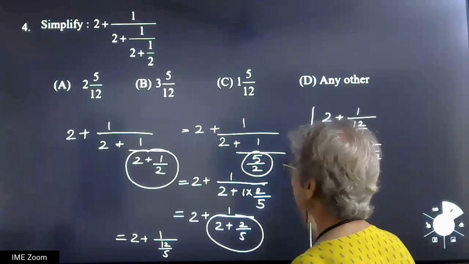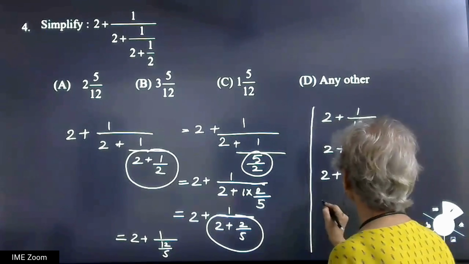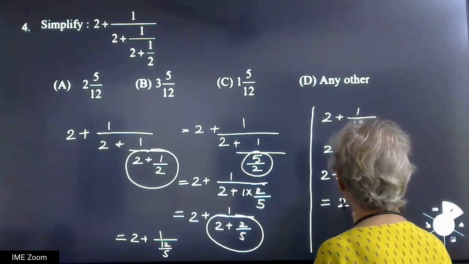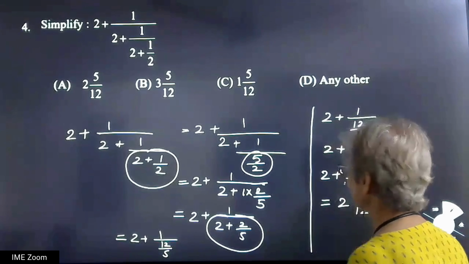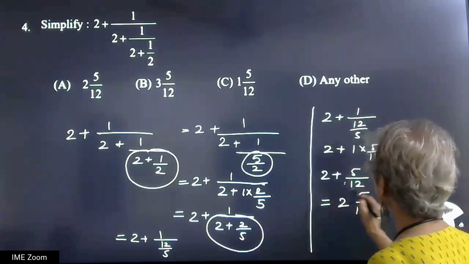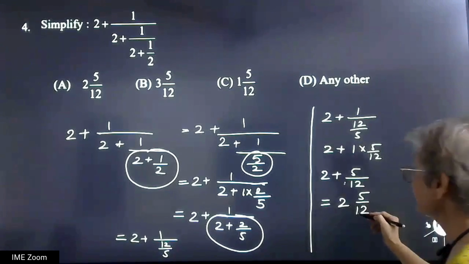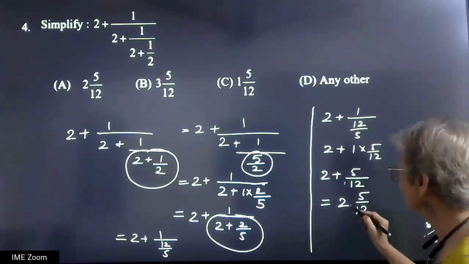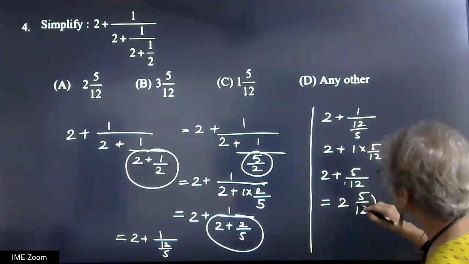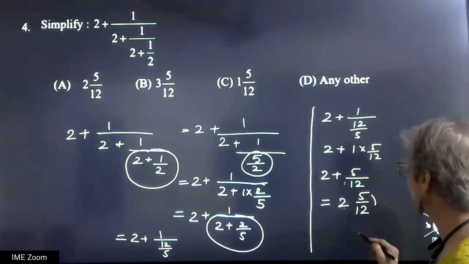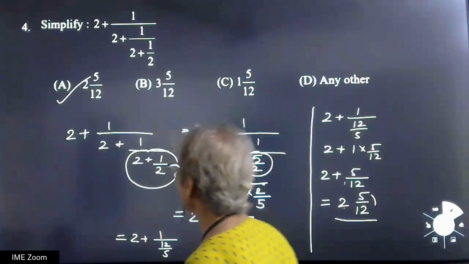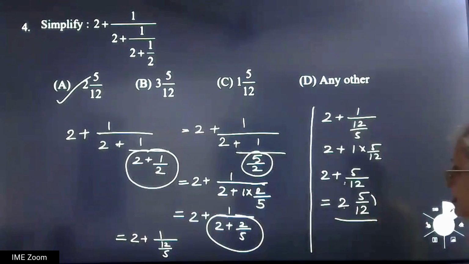And now again it is a mixed fraction. So we can write it in the form 2 integer 5 upon 12. 2 plus, as just now I have told you, if it is given in this form, you can convert it like this as a mixed fraction. Or if it is given like this, you can convert it in that form. So 2 integer 5 upon 12 is the answer. So here this is the answer. Option A is the answer.